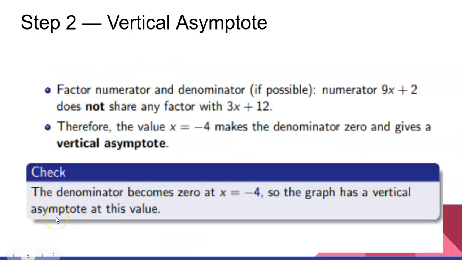Alright, so the next step in the graphing representation of the rational function is to identify and draw the vertical asymptote. First, we need to factor the numerator and denominator if possible. But in this example, the numerator 9x plus 2 does not share any factor with 3x plus 12. Therefore, the value x equal to -4 makes the denominator 0 and gives a vertical asymptote. So we check that the denominator becomes 0 at x equal to -4. So the graph has a vertical asymptote at this value.